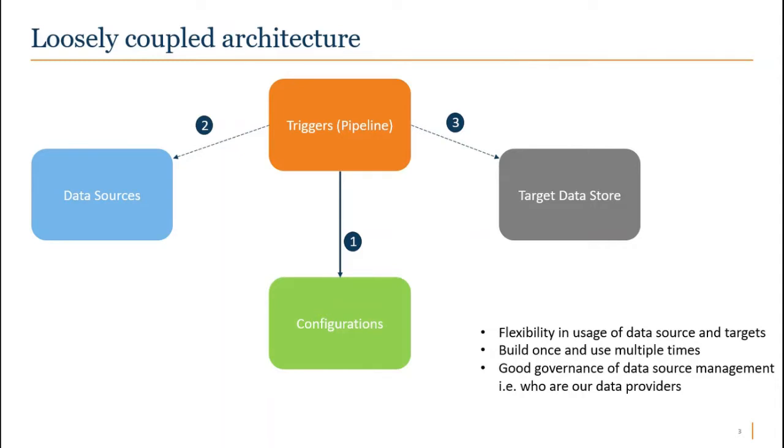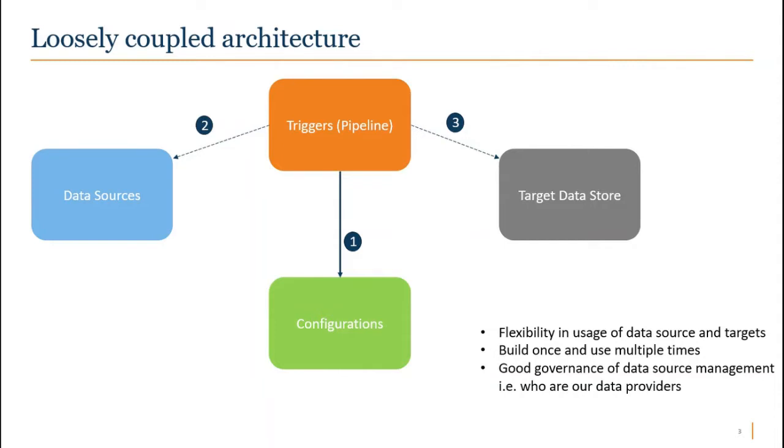So here we are talking about loosely coupled architecture. In the loosely coupled architecture, these are the components we have: data sources, pipelines, triggers, configurations, and target data store. The pipeline and the configuration are tightly coupled. That means the pipeline will read data from the configuration table, but doesn't know what the sources or targets are until it reads the source and target details from the table. So in this architecture, it is flexible, and the source and target can be changed. The parameters and properties of the data sources can be changed dynamically as well, because all those details are read from the configuration table.